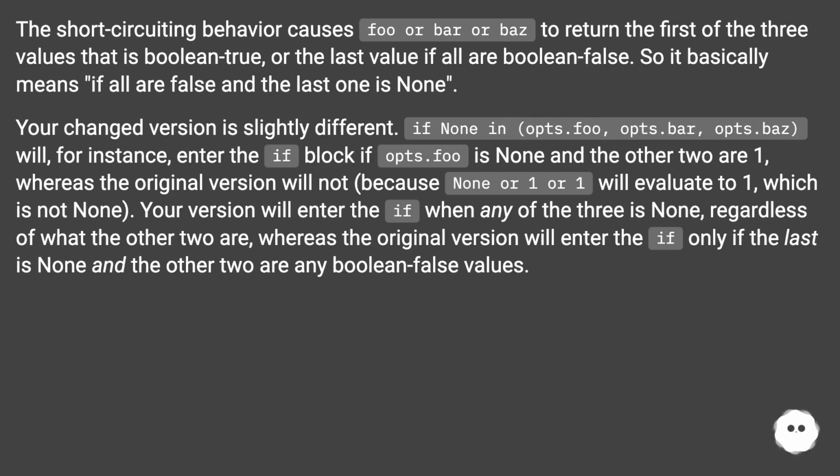two are 1, whereas the original version will not, because none or 1 will evaluate to 1, which is not none. Your version will enter the if when any of the three is none, regardless of what the other two are, whereas the original version will enter the if only if the last is none and the other two are any Boolean false values.